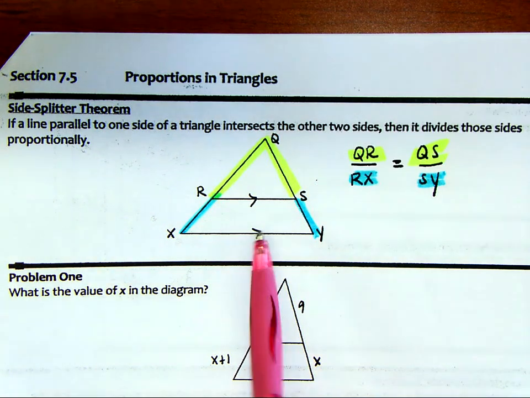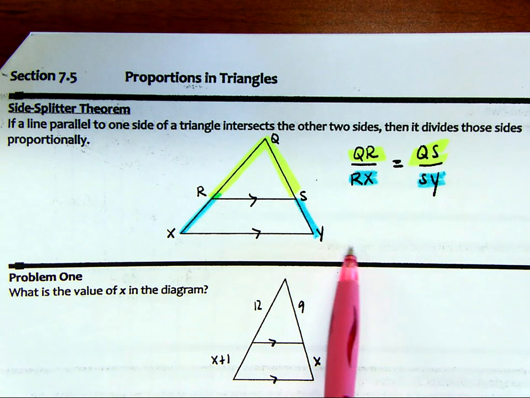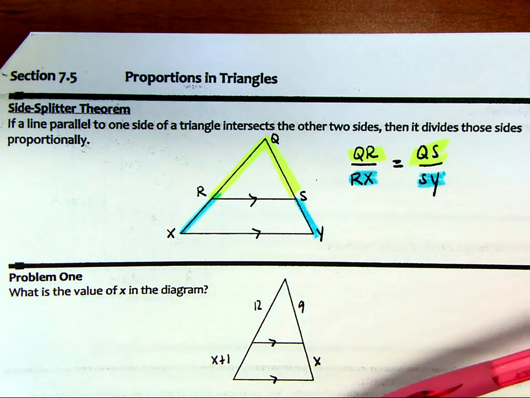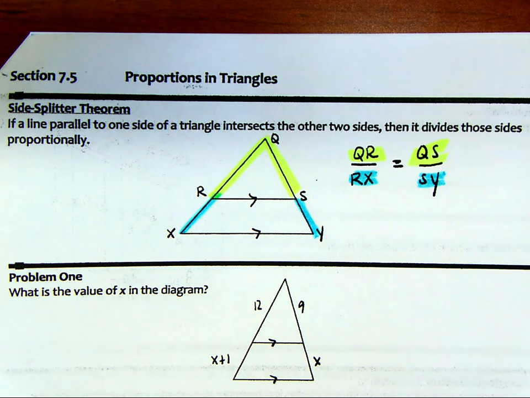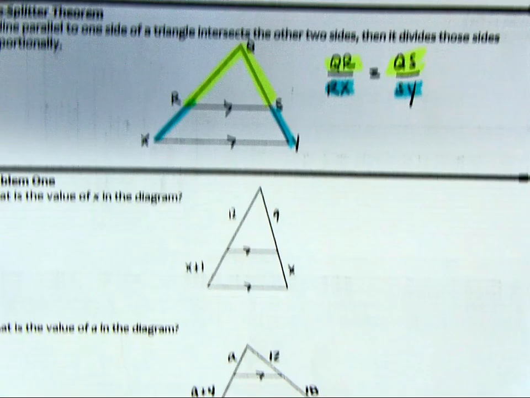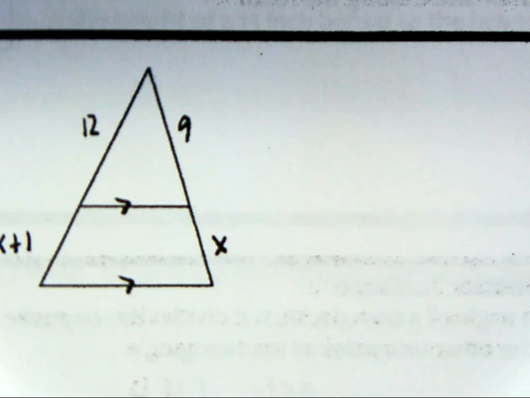So if I have QR over RX, it's going to be equal to QS over SY as long as these lines are parallel, okay? It's different from the problems we've been working on earlier this week where we couldn't do this because these were not parallel lines, or at least we didn't know that they were parallel lines, okay? So using this is really easy.